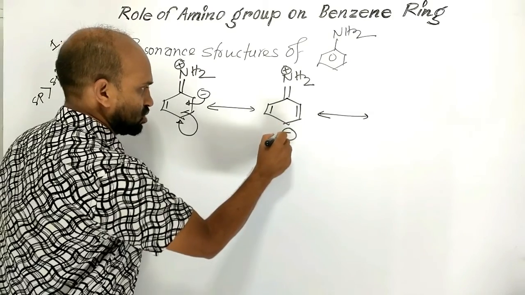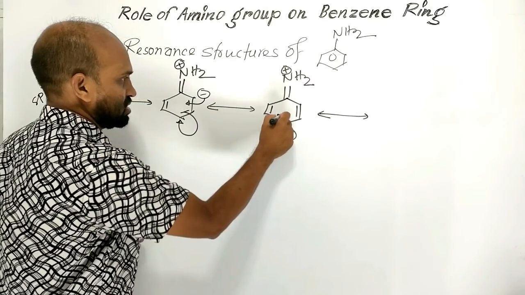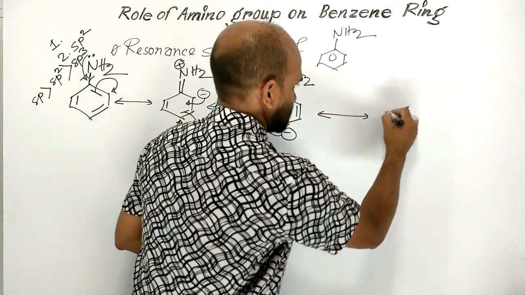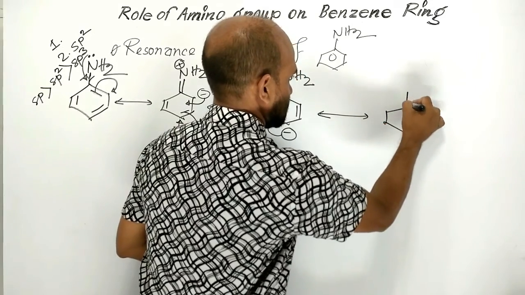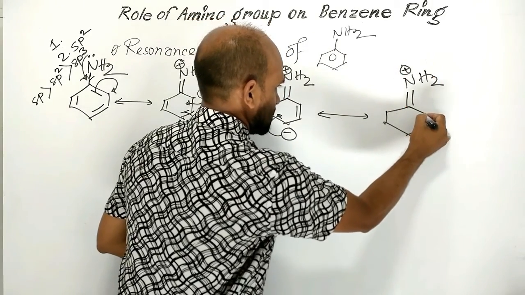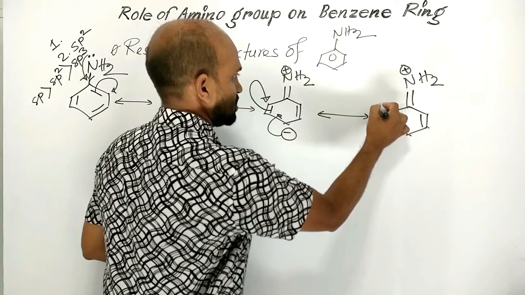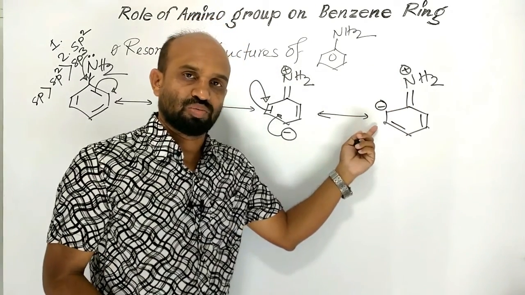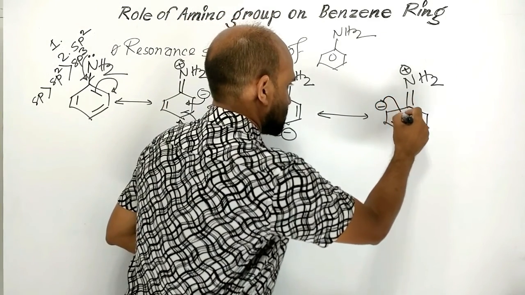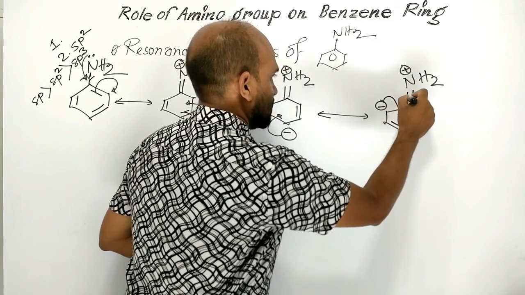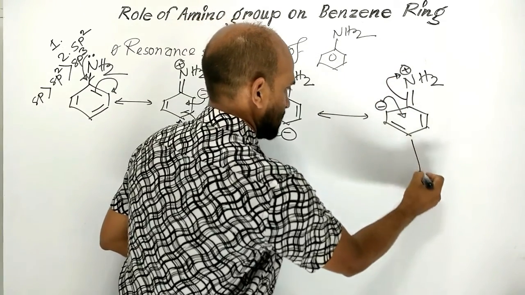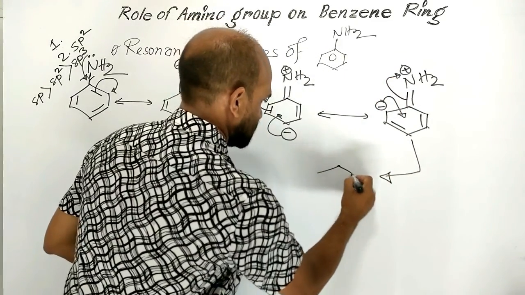Again, this lone pair of electrons turns into bond pair and this bond pair of electrons turns into lone pair, and this is obtained. Double bond, nitrogen hydrogen, positive charge. Here double bond, here double bond. Again ortho carbon gets negatively charged. Again this lone pair of electrons turns into bond pair and this bond pair of electrons turns into lone pair again, and now this is obtained.